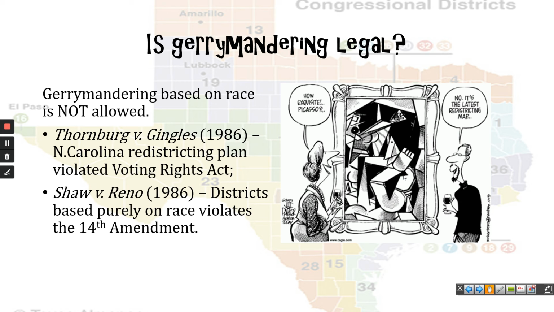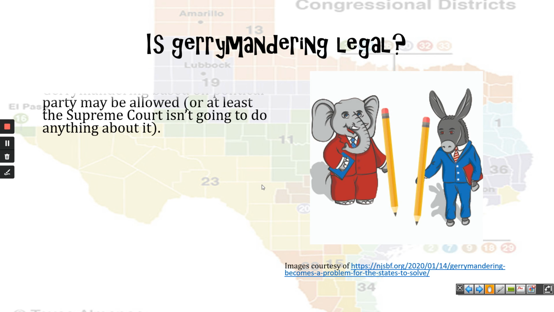that gerrymandering based on race violates both the Voting Rights Act, in the North Carolina case, and then in the companion case, Shaw v. Reno, they said basing districts purely on race also violates the 14th Amendment of the Constitution. So if a state gerrymanders districts entirely on race, those will be deemed unconstitutional, and they'll have to redraw the districts.